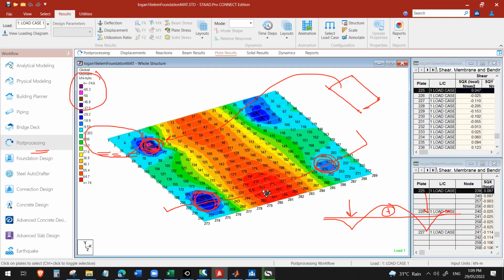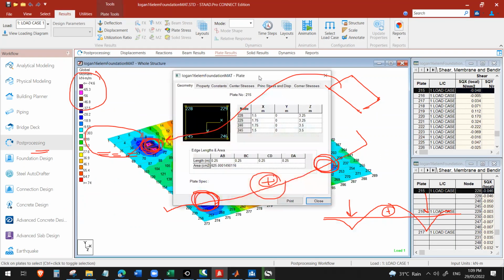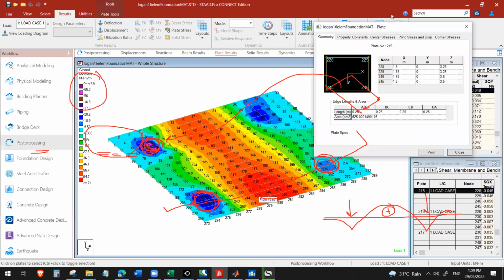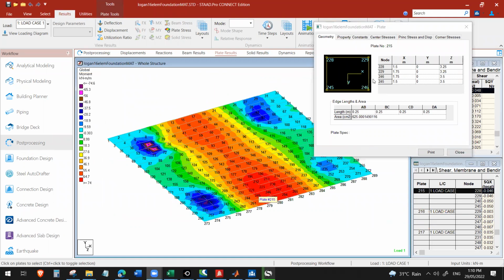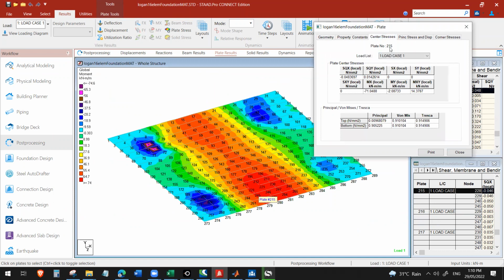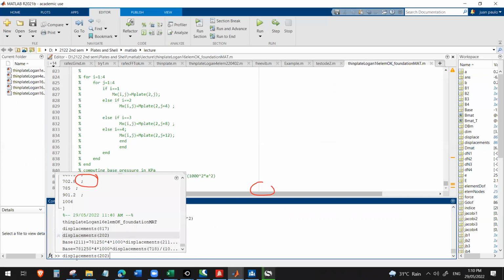So let's proceed here. For example, double click. This is plate 215. Plate 215. So 71 and 2 kilonewton meter per meter, which is consistent here. That's near 71. That's plate 71. Okay. Let's check this in STAAD.